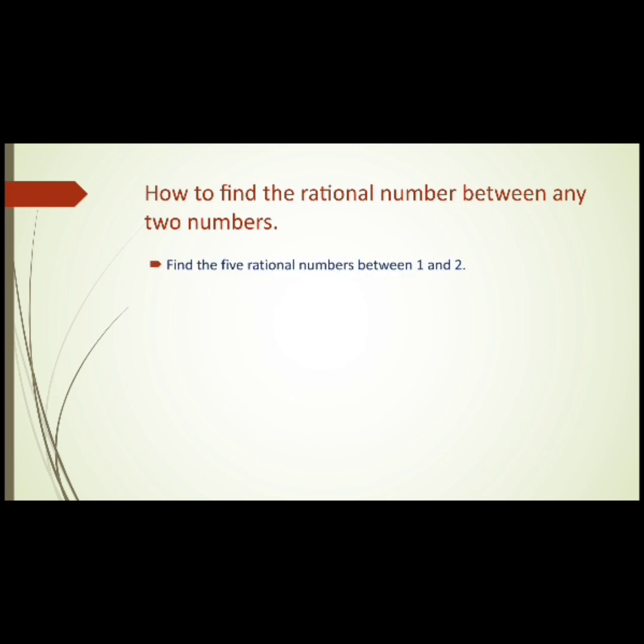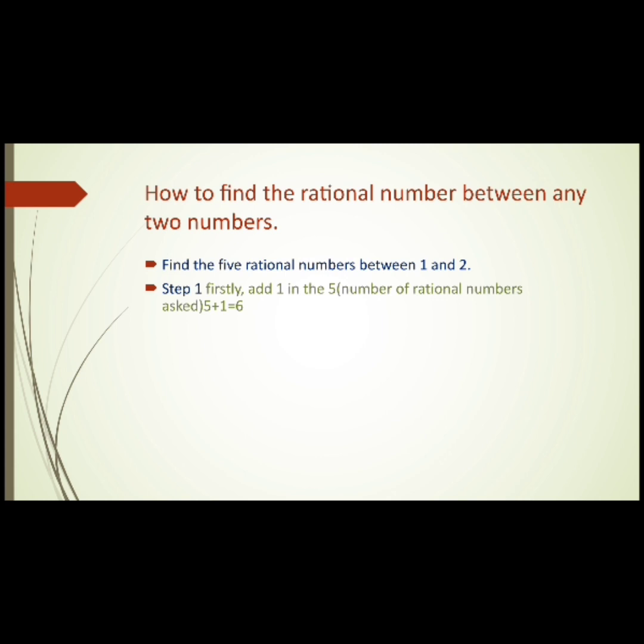So now let us understand a question: how to find the rational number between any two numbers. For example, let us say that we have to find 5 rational numbers between 1 and 2. How will you find any 5 rational numbers between 1 and 2? So let us see the solution. First of all, you have to see how many rational numbers have been asked. In this question, we have been asked 5 rational numbers. So the first step is you have to add 1 to 5. 5 plus 1 is 6.